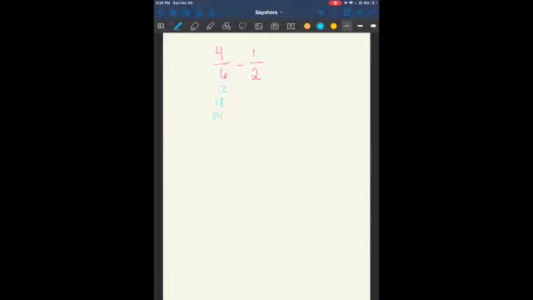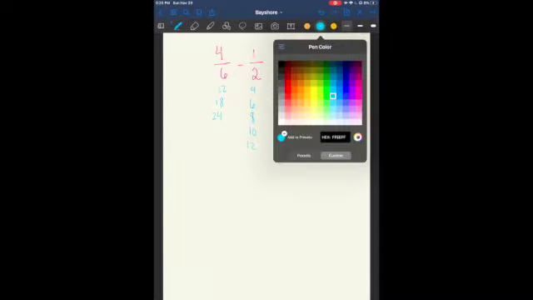Okay, at any time if you need to pause it, just make sure you're pausing it so we can write everything down. Okay, so we're able to write multiples of 6. 6, 12, 18, 24. And then we'll write our multiples of 2. So we have 2, 4, 6, 8, 10, 12. And we're finding our least common multiple.